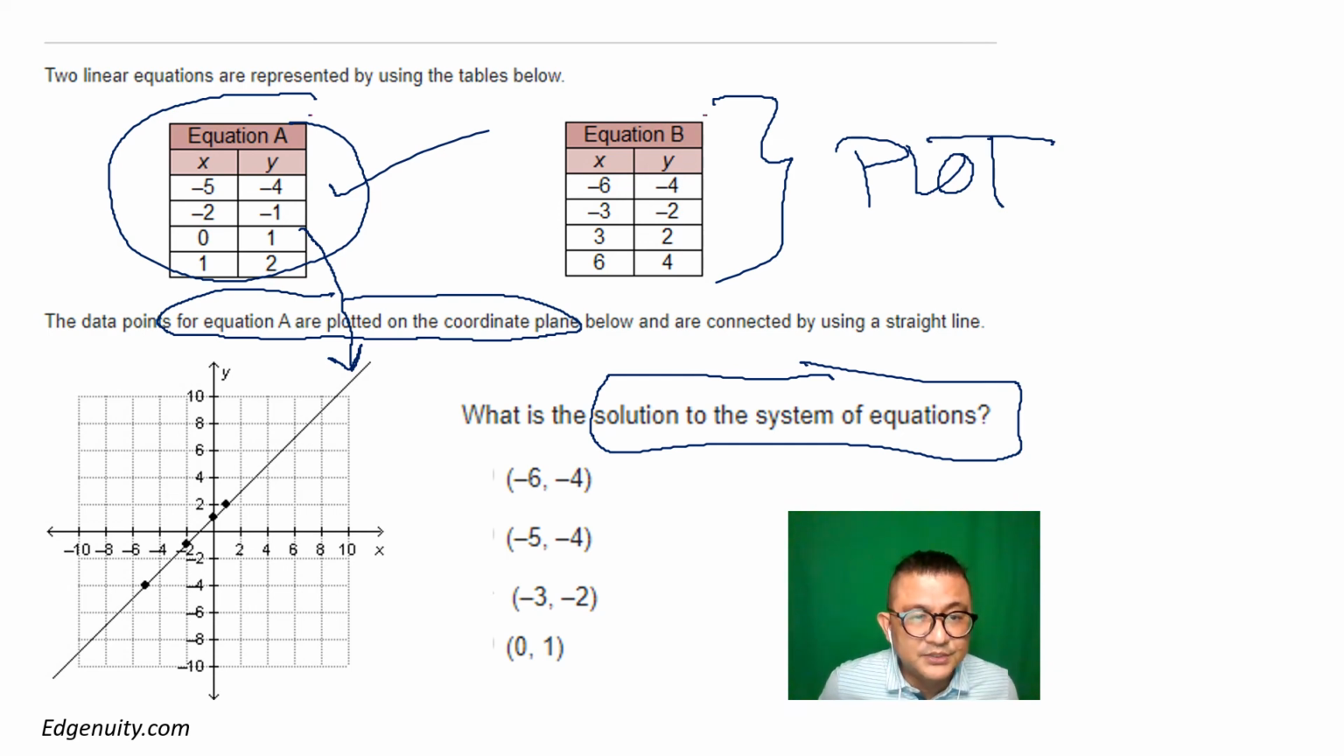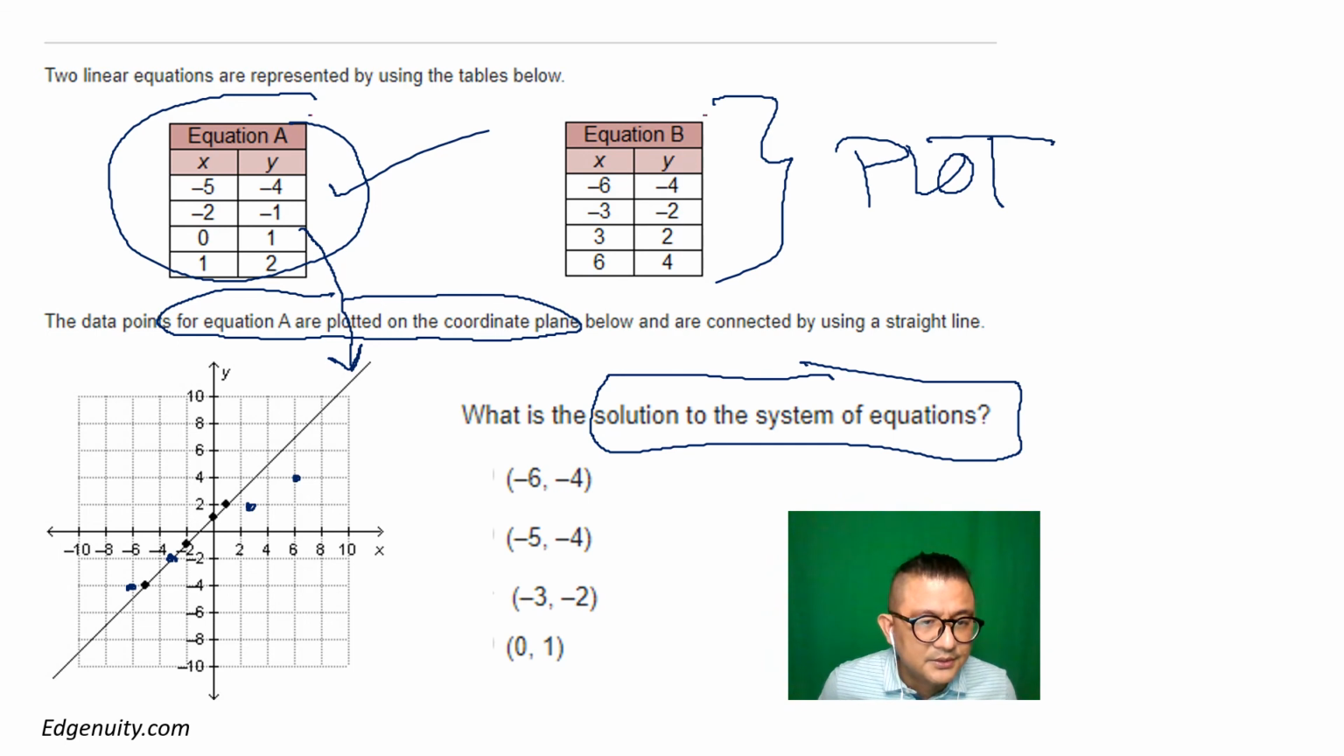So negative 6, negative 4 would begin here. Look at the blue line. The next one is negative 3, negative 3 comma negative 2 would be here. The next one would be 3, 2. 3 and 2 would be here. The next one is 6 and 4 would be there.